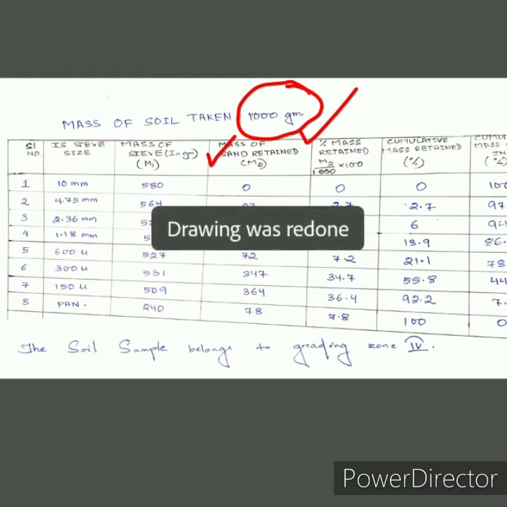Then in 1.18 mm sieve, cumulative percent retained is 13.9% and passing is 100 minus 13.9, which is 86.1. So likewise, cumulative percentage passing are calculated from cumulative mass retained.